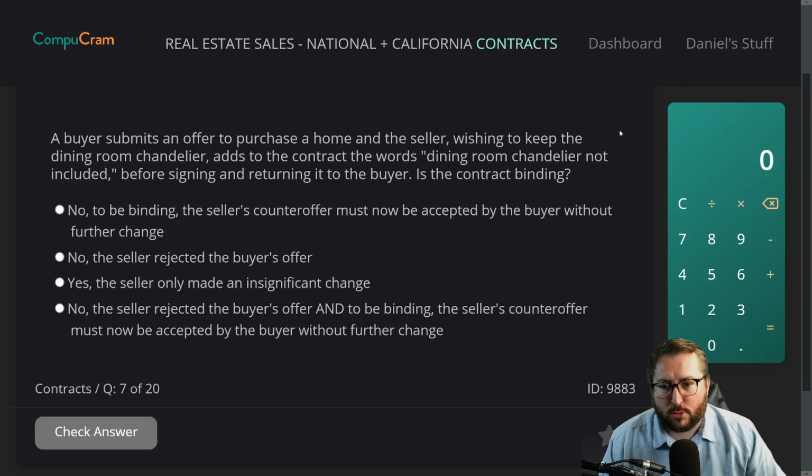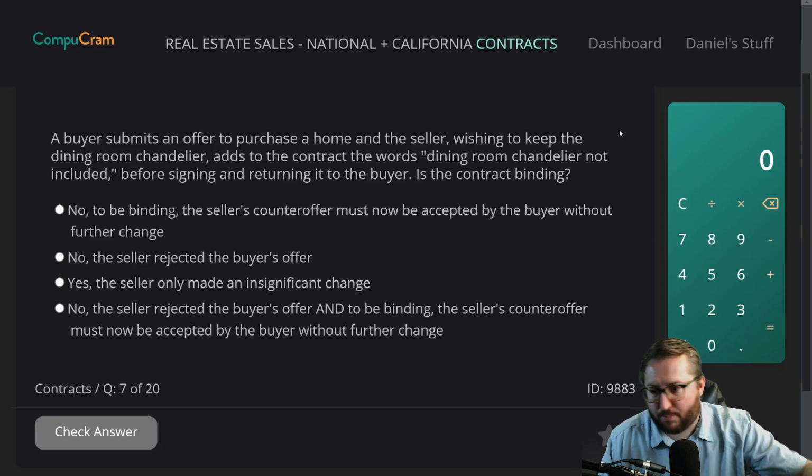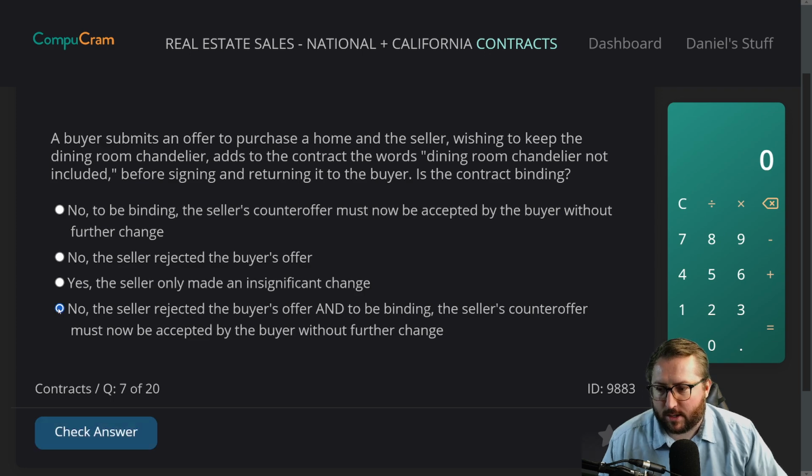So once you propose a counteroffer, what I should say is that the original offer is completely done now. So we know it's no. So let's do this one. No, the seller rejected the buyer's offer, and to be binding, the seller's counteroffer must now be accepted. Yeah, let's do that one.